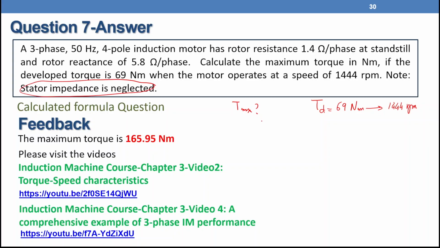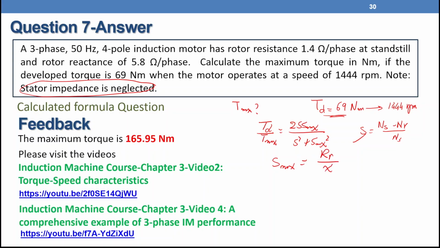If the stator impedance is neglected, we can say torque developed over torque maximum equals 2 S maximum S over S squared plus S maximum squared. We know torque developed and the speed, so we can calculate the slip: S equals Ns minus Nr over Ns. What's S maximum? S maximum equals R rotor over X equivalent. So we can calculate S maximum. Since we know S maximum, S, and torque developed, we can calculate T maximum for this problem.